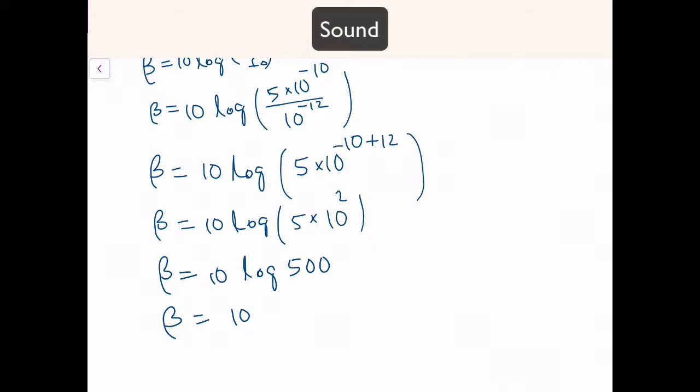so you plug it into your calculator and check how much that would be. Then log 500 is approximately 2.69 or approximately 2.7. Then your beta value will be 10 times this value, which is 26.9 decibel. Okay.